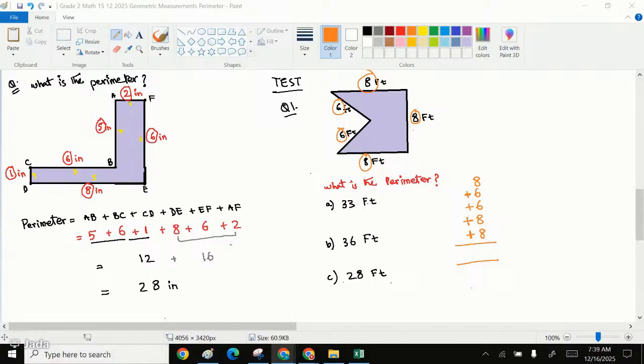I would say very good. It's 36. Very nice. Let's check. 36 is the correct answer. Thank you so much. 36, and 36 is your correct answer. We circle the correct answer. Okay. 36 feet. Thank you.